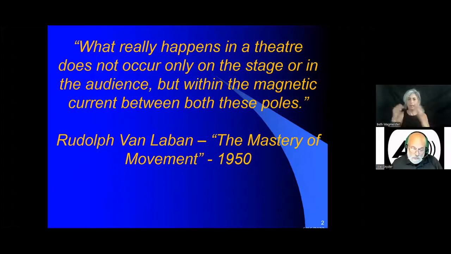introduction to The Mastery of Movement, he wrote, "What really happens in a theater does not occur only on the stage or in the audience, but within the magnetic current between both these poles." He goes on to suggest that the performers on stage form the active pole of this magnetic circuit and are responsible for the integrity of purpose in the performance that determines the quality of the exciting current between stage and audience. I like that phrase.